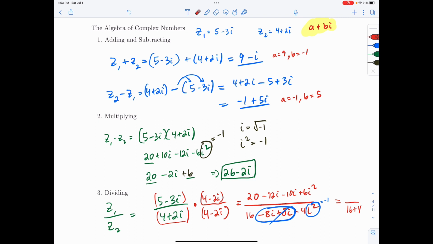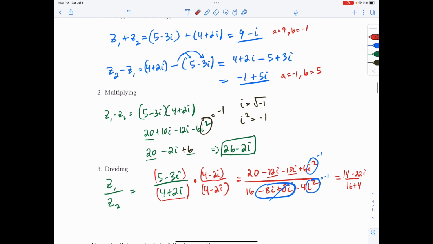Okay, and then in the numerator, similar idea. This is going to be negative 1. 6 times negative 1 is negative 6. Negative 6 plus 20 is 14. And then I can combine negative 12i and negative 10i to become negative 22i. Now, this still doesn't quite look like it's in a plus bi form. But in the numerator, I have 14 minus 22i. In the denominator, I have 20.